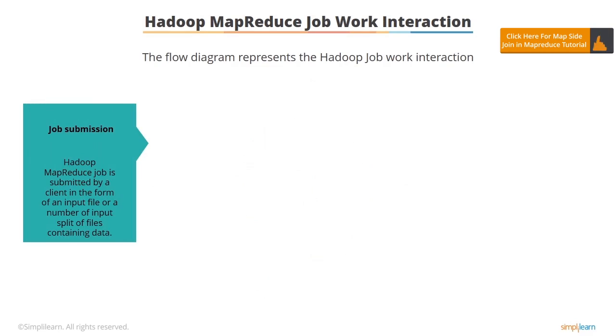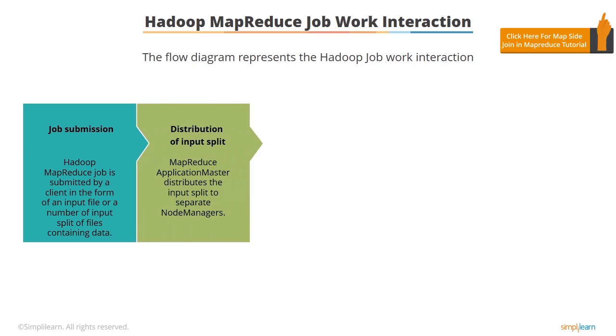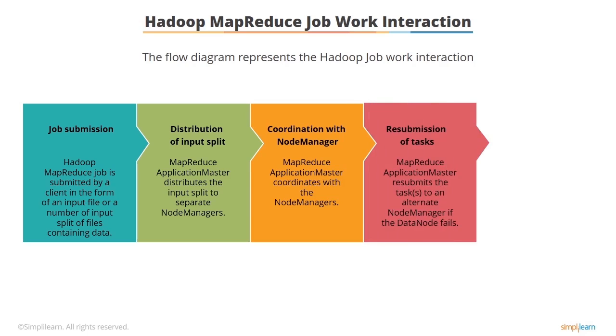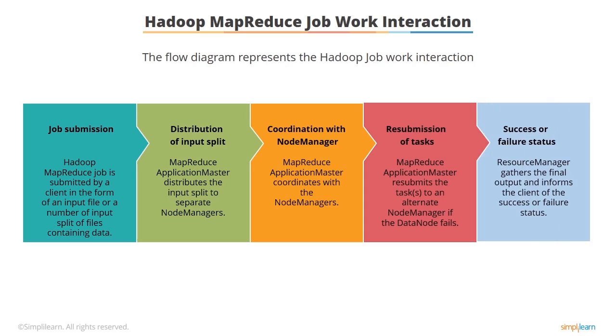Initially, a Hadoop MapReduce job is submitted by a client in the form of an input file or a number of input splits of files containing data. MapReduce Application Master distributes the input split to separate node managers. MapReduce Application Master coordinates with the node managers. MapReduce Application Master resubmits the tasks to an alternate node manager if the data node fails. Resource Manager gathers the final output and informs the client of success or failure status.